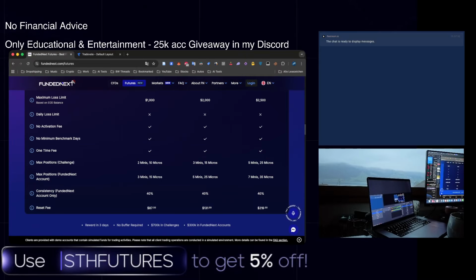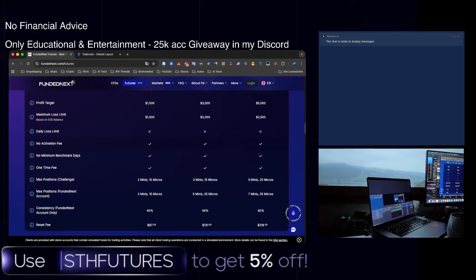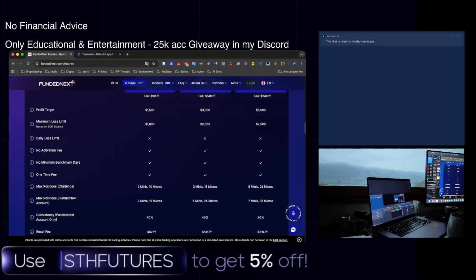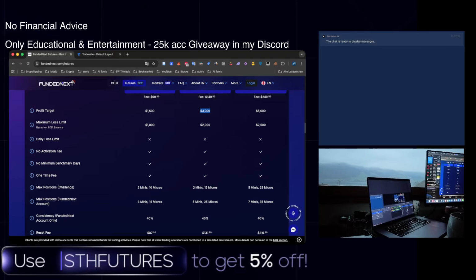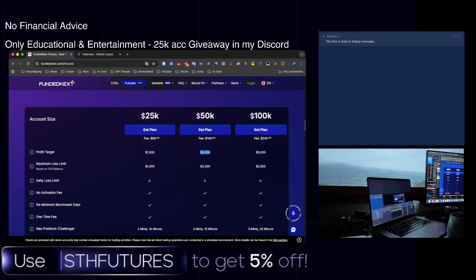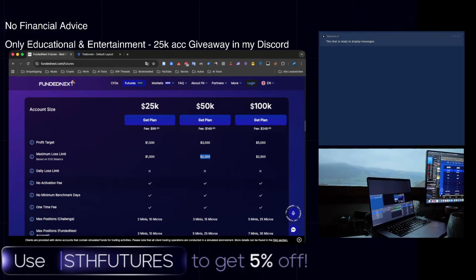And yeah, you have a consistency rule. During the challenge, you don't have any consistency, so you can technically pass the account within 1 day if you reach 3k in profit on this 50k account. So if you reach a 53k balance, you will pass the account, but you cannot go under 2k maximum loss, because then you will breach the account and lose it. That's the most important rule.